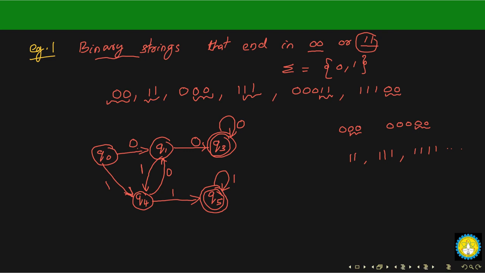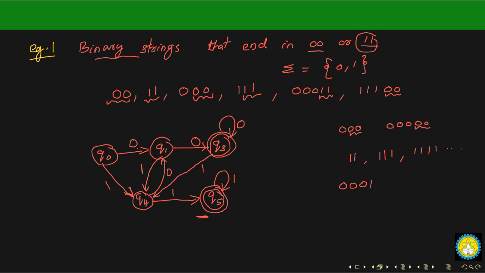From here, there are a few more things to be defined. From Q3, if you're getting a 1, which means you're getting something like 0, 0, 0, 1, that again should go to Q4. So if you're getting a 1 from Q3, you go to Q4, hoping that you'll get one more 1, and then you will be in Q5.